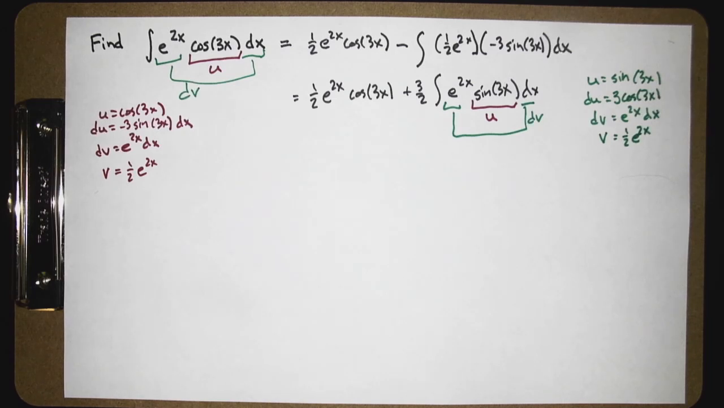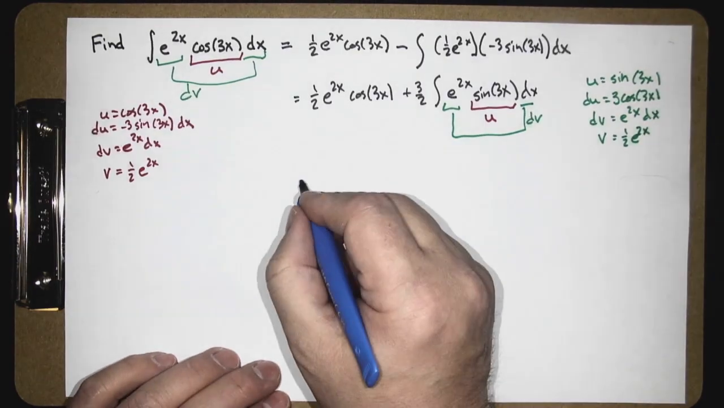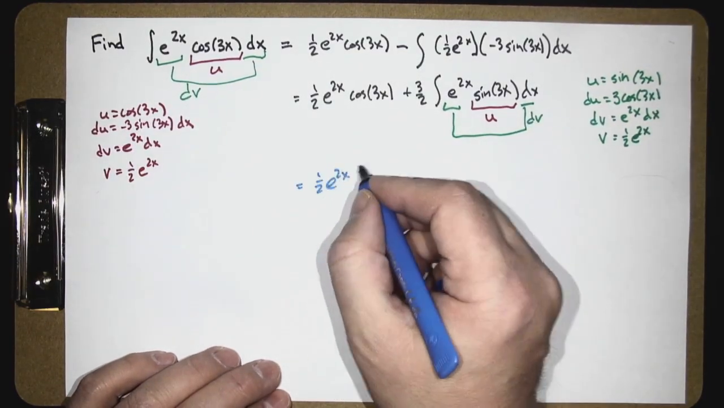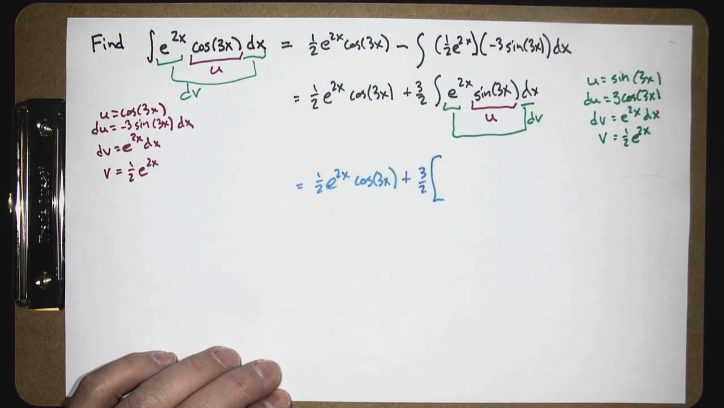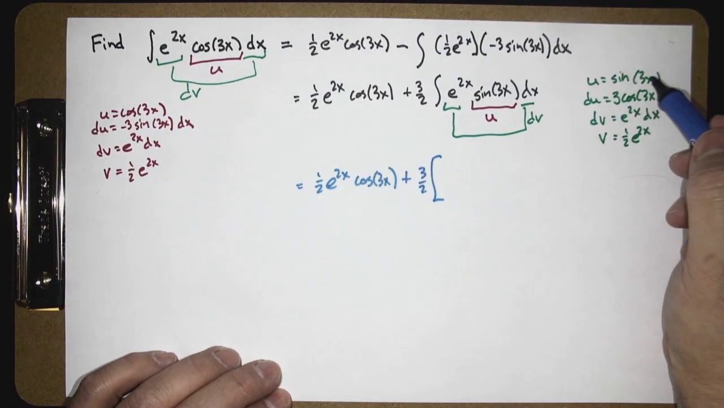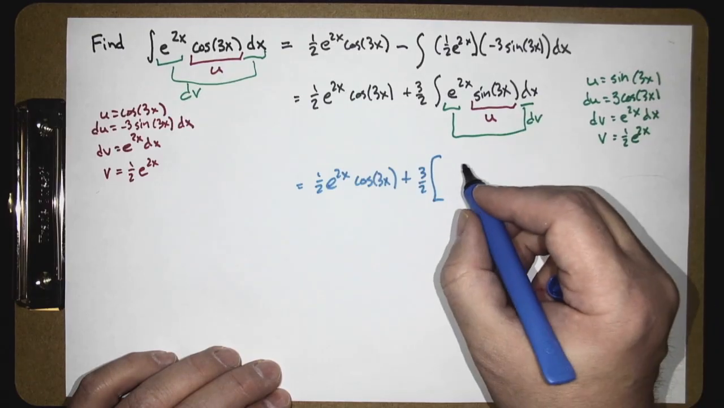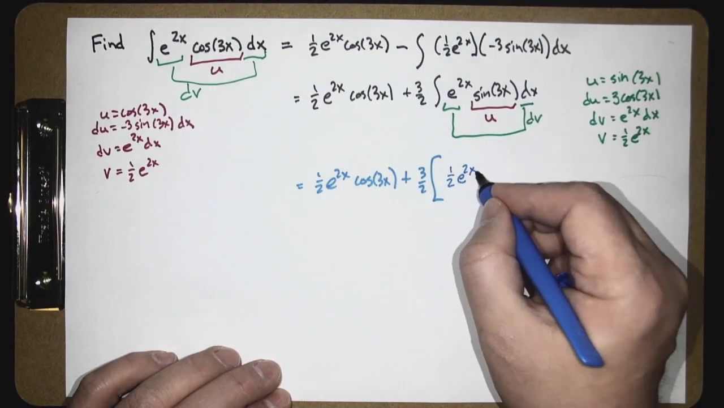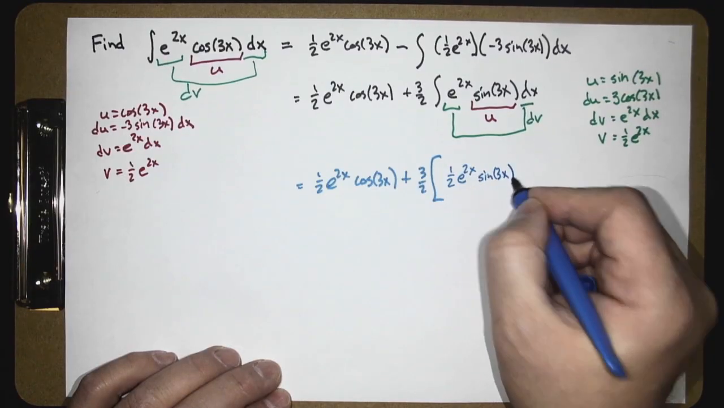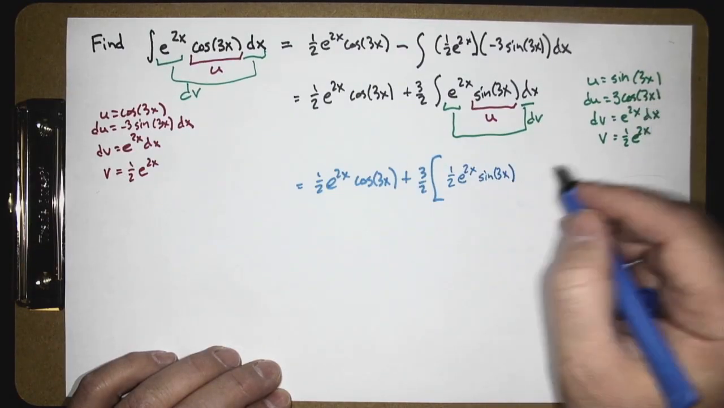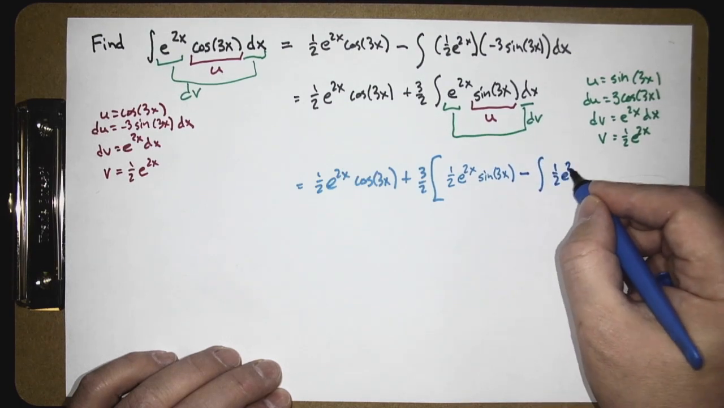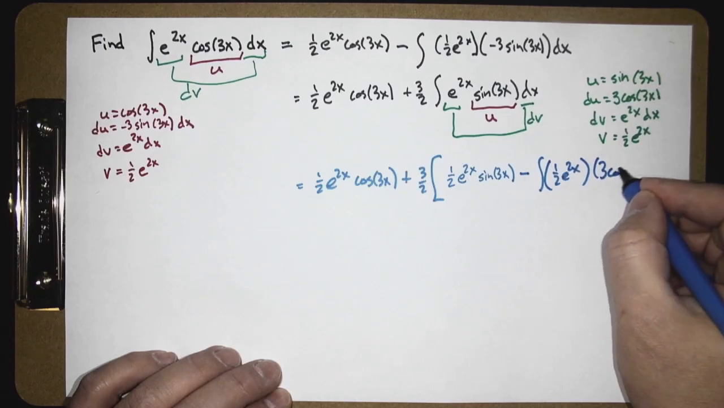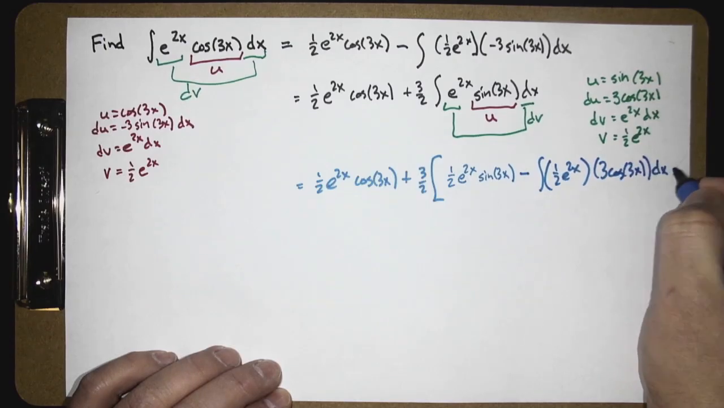All right. Well, good. So we have 1/2 e to the 2x cosine 3x plus, I'll have a 3/2 here, and then I'm going to put some brackets. We have uv. So 1/2 e to the 2x sine 3x. And then we have v du. We're going to subtract. So the integral of 1/2 e to the 2x 3 cosine 3x dx.